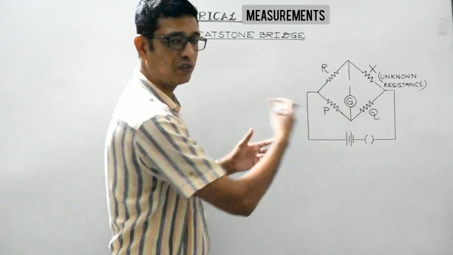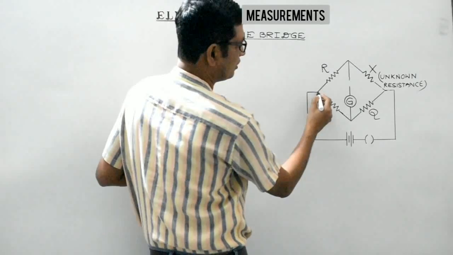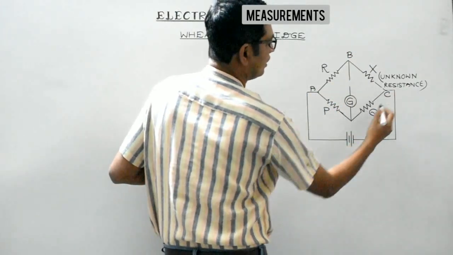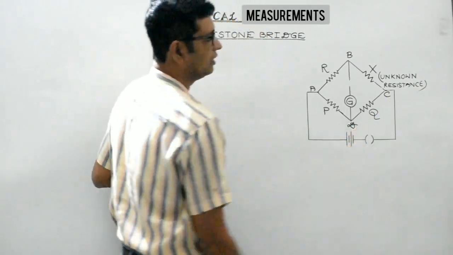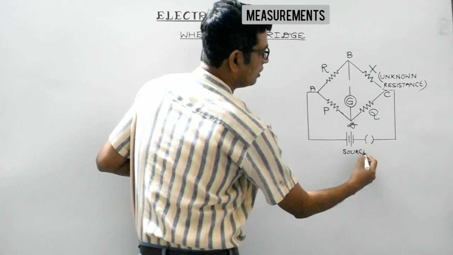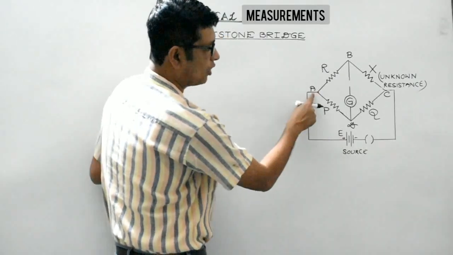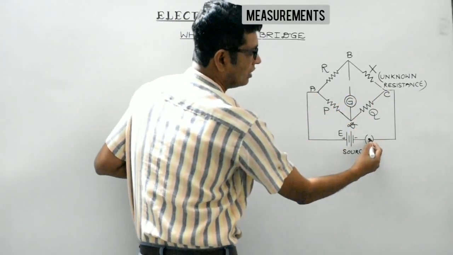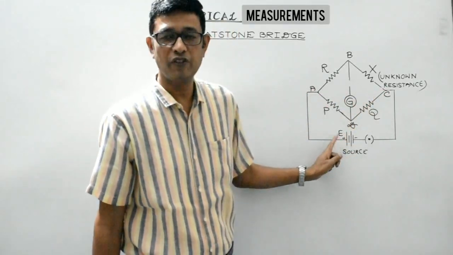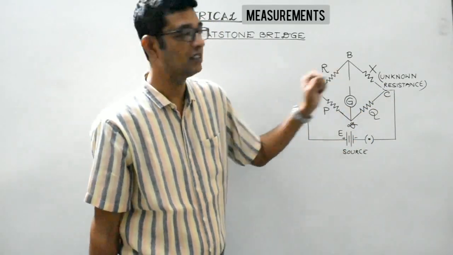So let's start with the description or the circuit diagram of the Wheatstone bridge. Suppose this is point A, let us consider this to be point B, this to be point C, and this to be point D. A source of EMF E is connected between the points A and C along with a key. This is a one-way key. So between the points A and C, a source of EMF E and a one-way key are connected.